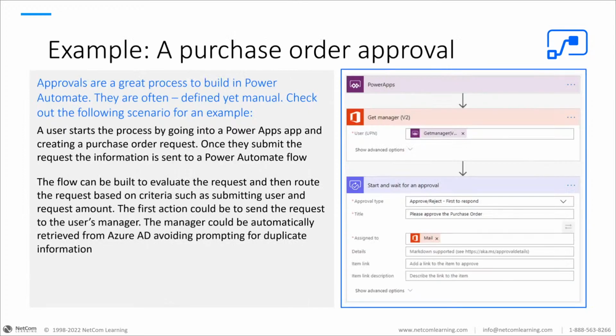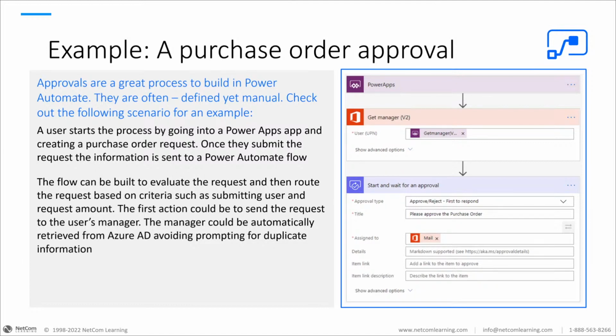So a couple of examples here of how we can use Power Automate. So here's an example of a purchase order approval. Okay, so approvals are a great process to build around Power Automate. They're often defined yet manual. And here we have, as an example, we're going to use the get manager information. So we're going to look at the user's UPN info.